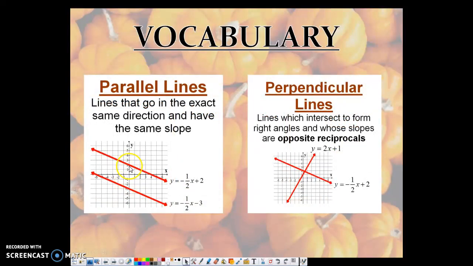Parallel lines never ever touch and they have the same slope. Perpendicular lines cross and they have slopes that are opposite reciprocals. So this is positive 2 over 1. The opposite reciprocal would be negative 1 over 2.